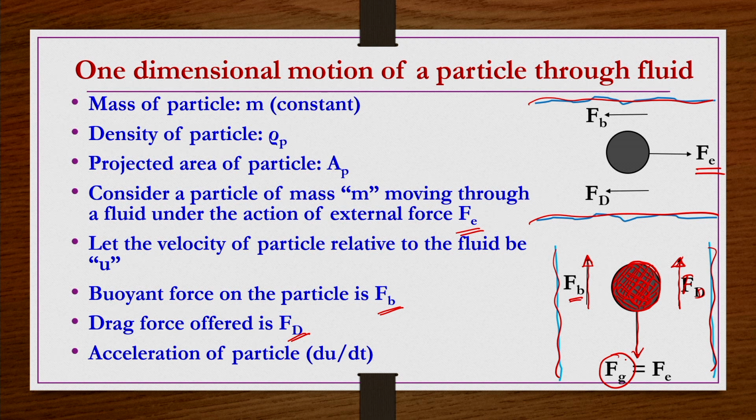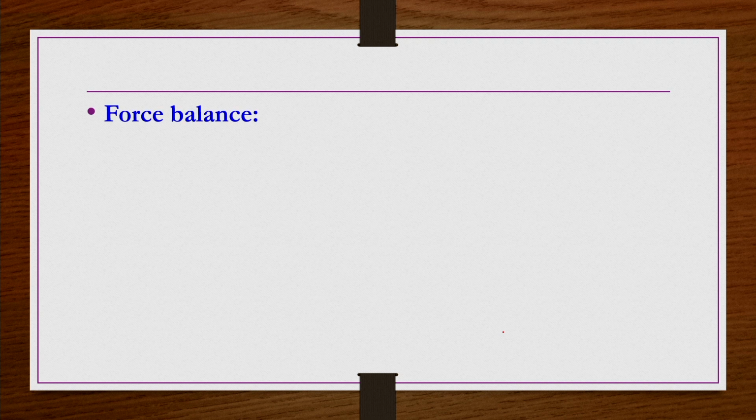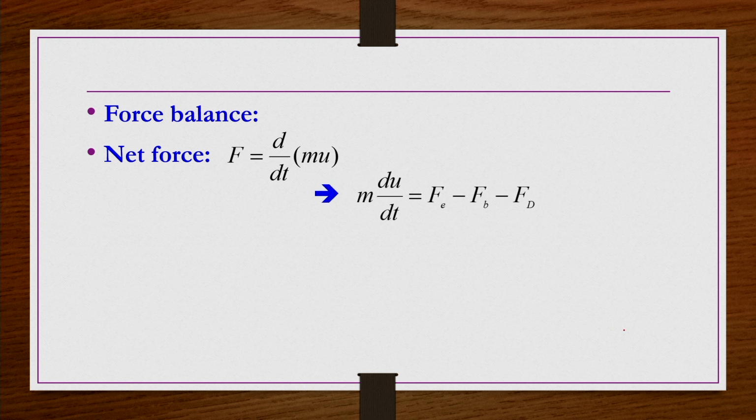Remember, all these things are for the free settling velocity condition as I explained just before. So, force balance: net force F is equal to m du by dt, or d by dt of mu. In our case the mass of the particle is constant, so m du by dt is equal to Fe minus Fb minus Fd. This is the overall force acting on the particle: the external force causing the motion, minus the buoyant force working in the direction opposite to the external force, and minus the drag force, which offers resistance to the motion.